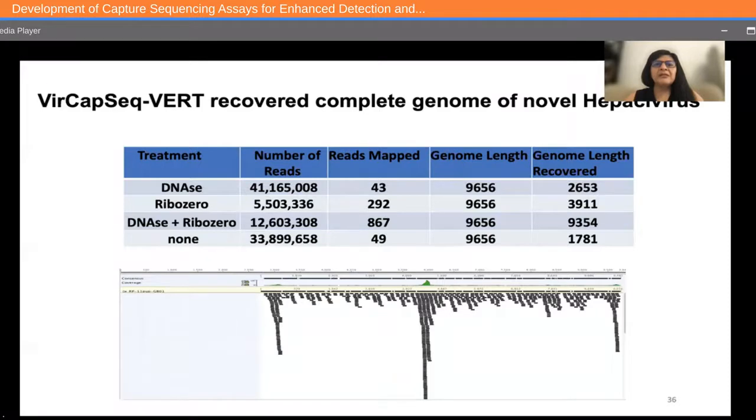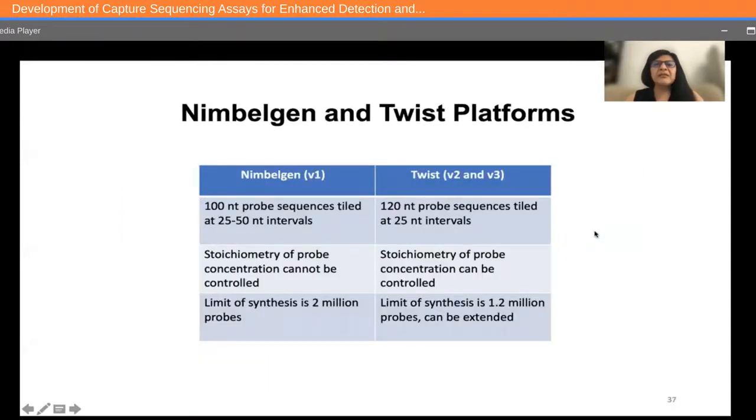And here is the result for a novel hepacivirus. We can see that we were able to get pretty good coverage. With unbiased sequencing, we were not able to recover this and had very few reads. But here we can see that even with no treatment, we have 49 reads that were mapped, and there is a detection of almost like 1,781 bases.